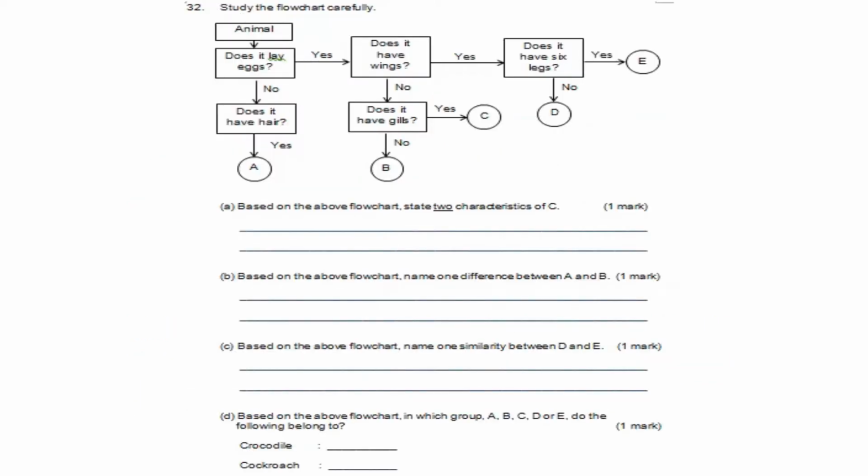Okay, now let's take a look at question number 32. Question 32 is a flow chart. Most of you actually got this correct, so I'm just going to go through it quickly. State 2 characteristics of C. In this case, I identify C to be here. Let me do it in red so you can see.